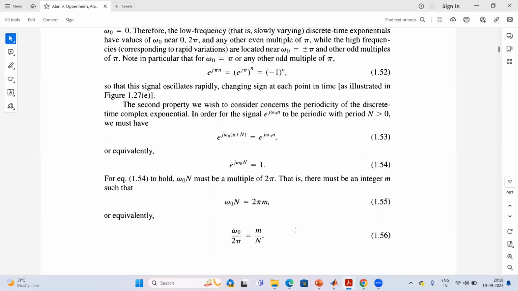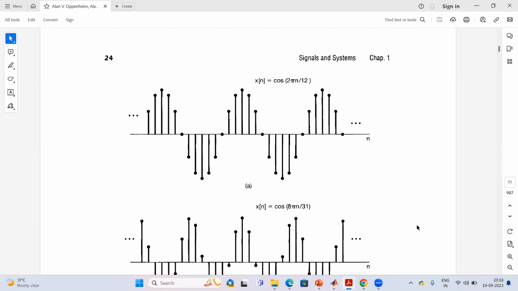So let's see one example of how to conduct this experiment. Let us say we have this particular signal, x(n) equals cos(2 pi n upon 12). We have to generate this particular signal. First we have to verify whether this signal is a periodic signal or a non-periodic signal. As I said, here you can see that this omega naught value is equal to 2 pi divided by 12.